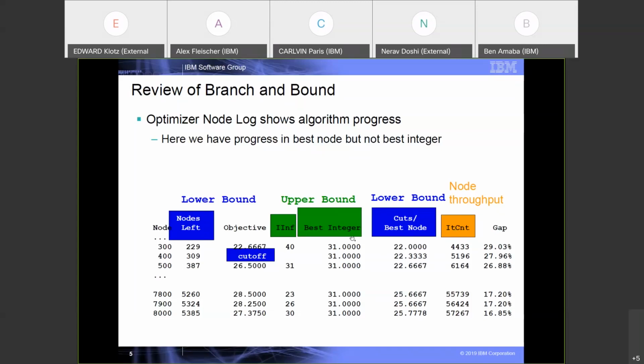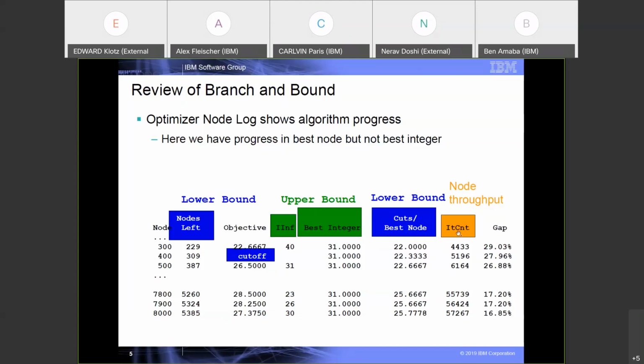So in this example here, what we're seeing is progress in the lower bound. Here in column 6, it's moving, but progress in the upper bound is not moving. And in terms of this integer infeasibility column, that's telling you how many integrality violations you have in the node LP solutions. So it's not a direct piece of information for the upper bound, but it gives you some idea as to how close these node LP solutions are to integrality.